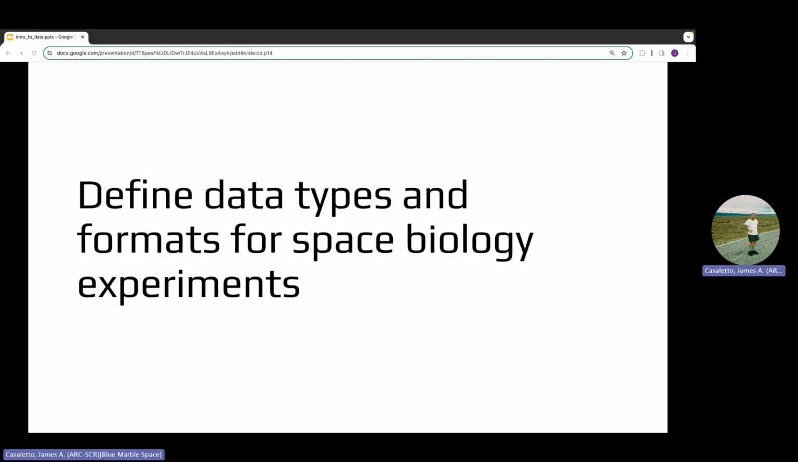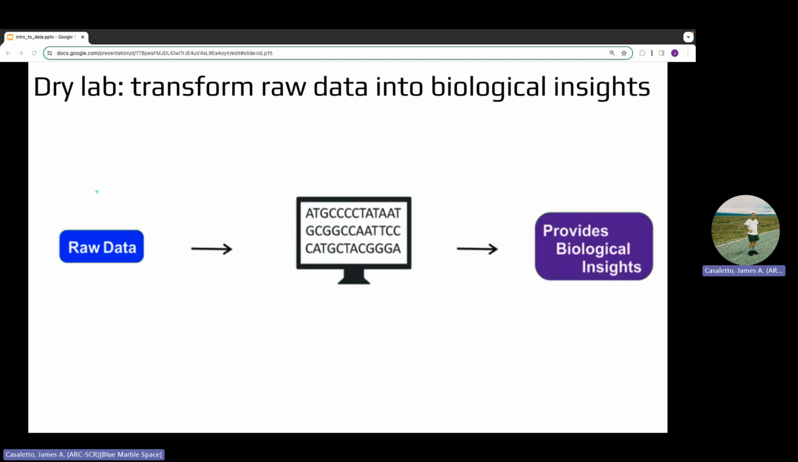In this section, we define data types and formats for space biology experiments. As a reminder from earlier in this presentation, in the dry lab, scientists transform raw data into biological insights. Those biological insights in space biology research characterize the impact of spaceflight on the health of an organism.